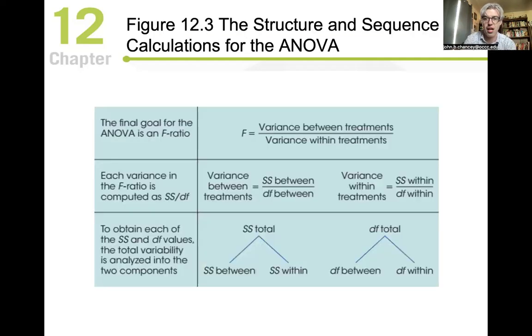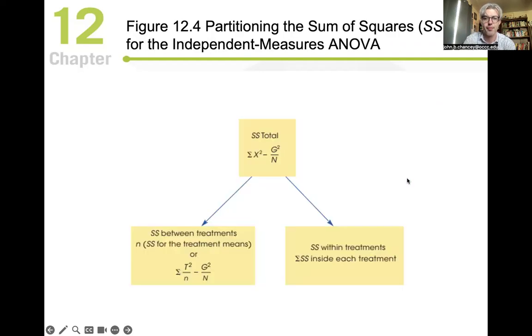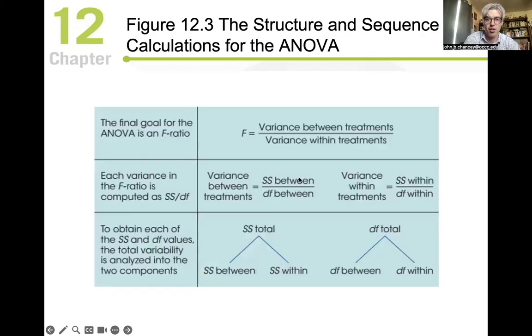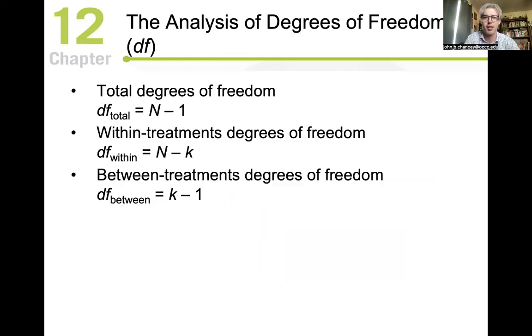That's just to find sum of squares between, sum of squares within. Okay? And here's that formula: sum of squares total equals sum of squares within plus sum of squares between. And that is what we plug into these numerators. So this is very much like Inception. I know it's kind of confusing.